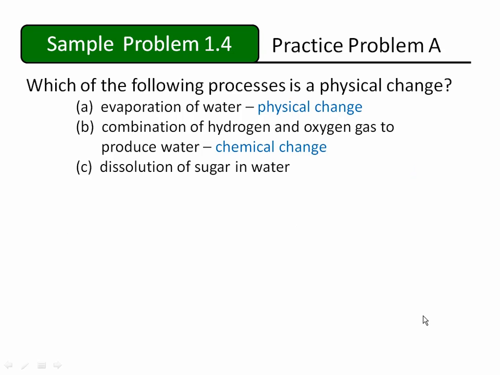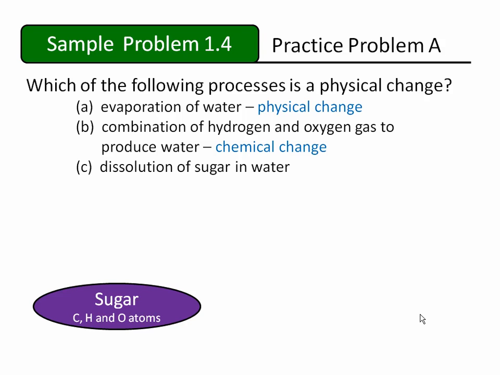Part C asks us about the dissolution of sugar in water. The word dissolution means to dissolve. So what happens when sugar dissolves in water? Does bonding change? We've already seen water molecules, but molecules of sugar are a little bit harder to visualize. I'm going to show the sugar molecule as an oval-shaped molecule. It's actually a combination of carbon, hydrogen, and oxygen atoms with bonds between the atoms.